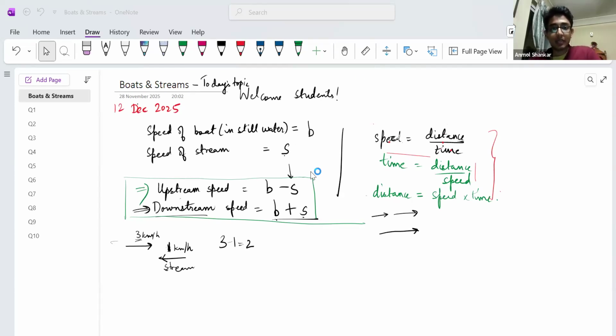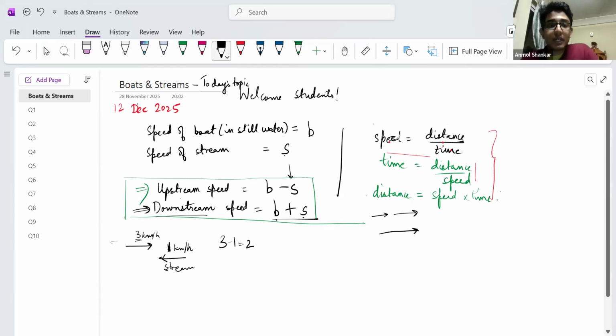Maybe I'll just quickly go over it. Okay, in just 2 minutes let me try and revise. So the speed of the boat in still water is b, and the speed of the stream, that is the speed of the moving water, is s.